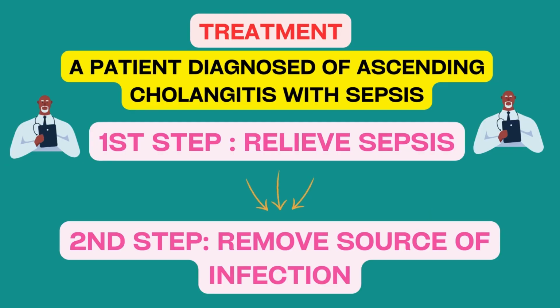Let us now go into the realm of treatment. For example, a patient is diagnosed with ascending cholangitis with sepsis-related complications. In this case, you must first treat the sepsis by following the ABCDE principle. Often, this involves intravenous fluids, broad-spectrum antibiotics, and oxygen. When possible, the Sepsis Six bundle should be initiated, and antibiotics should be given within an hour of presentation. Don't forget to take blood cultures before initiating antibiotics.